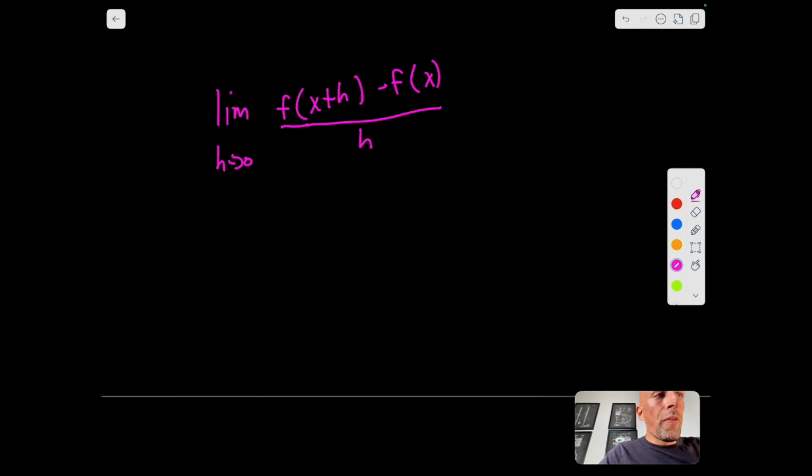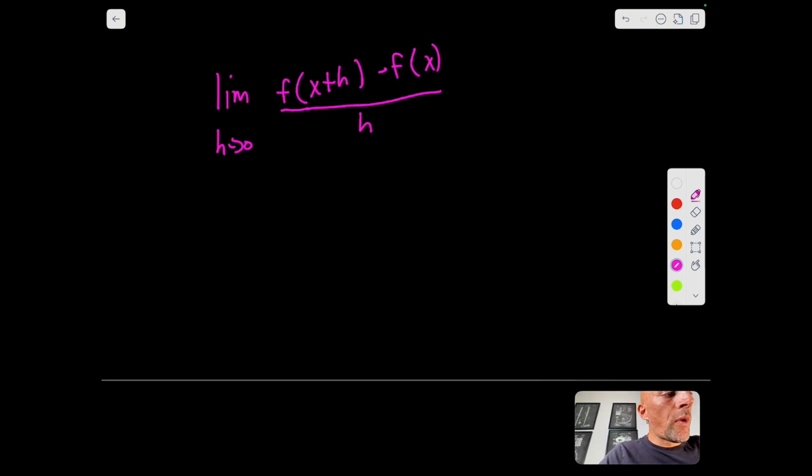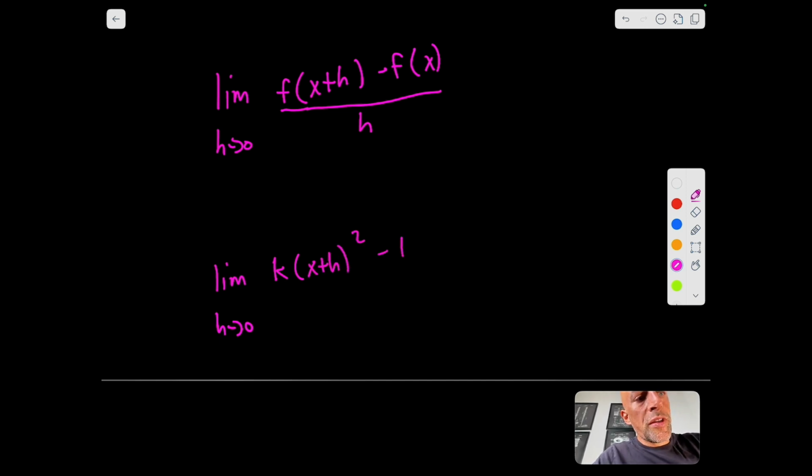Now, what do we know? We know that the function f of x is kx squared, so let's go ahead and plug that in here. So for this term here, wherever you see an x, we're going to replace that with an x plus h, which is what I'm doing with this. And then you just subtract everything from what you started with.